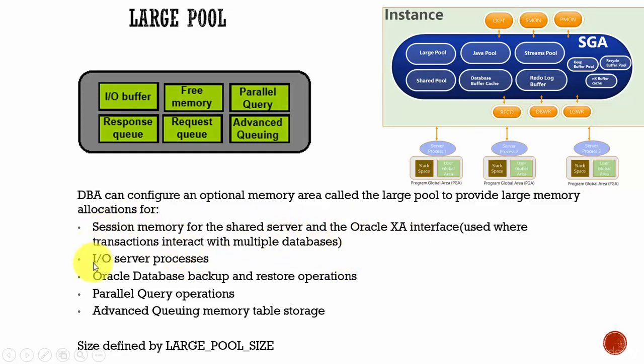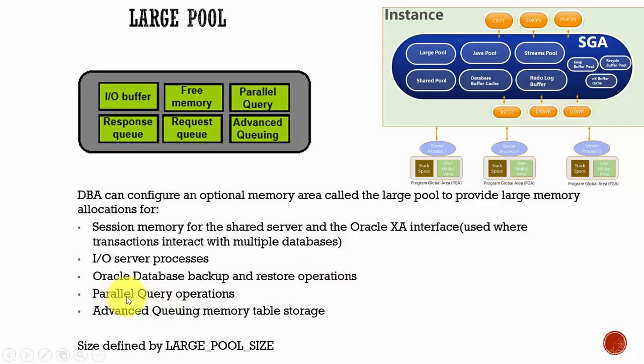Another one, if there are a lot of input output server processes on your database server, then it's better to allocate them large pool. And also another significant one is Oracle database backup and restore operations. These require a lot of memory. That is why it is better to allocate large pool for them instead of them using your shared pool, right?